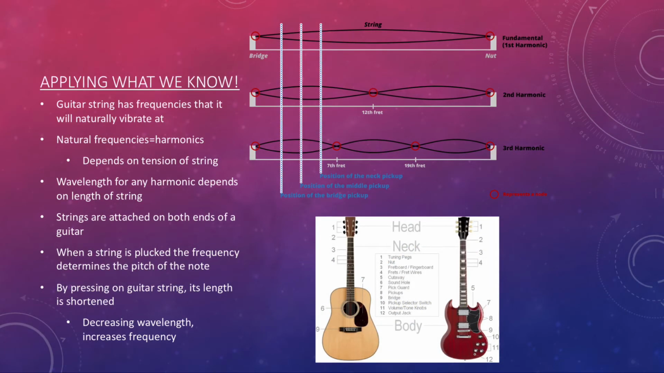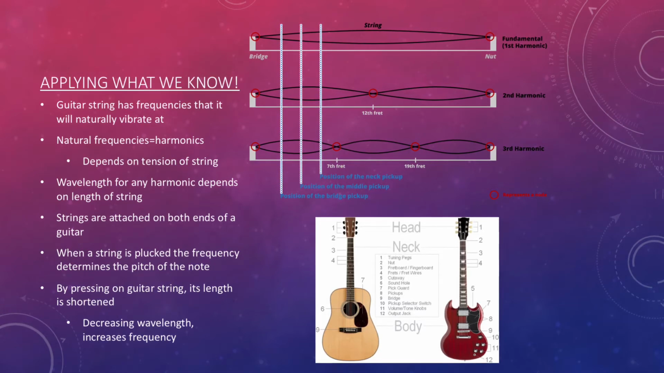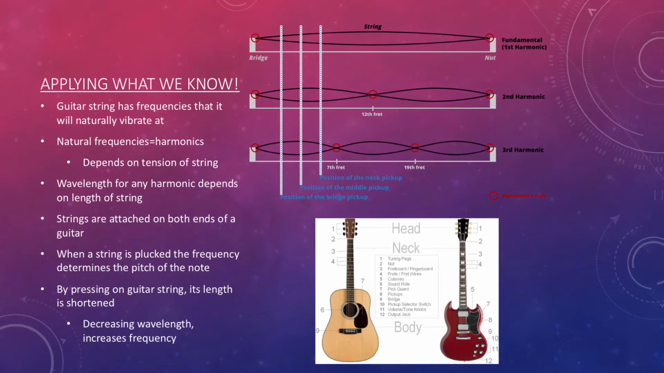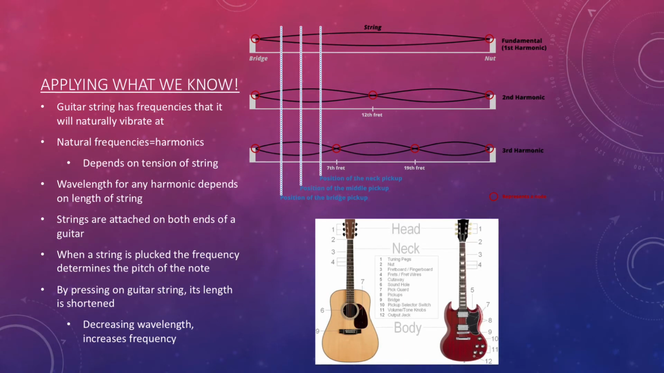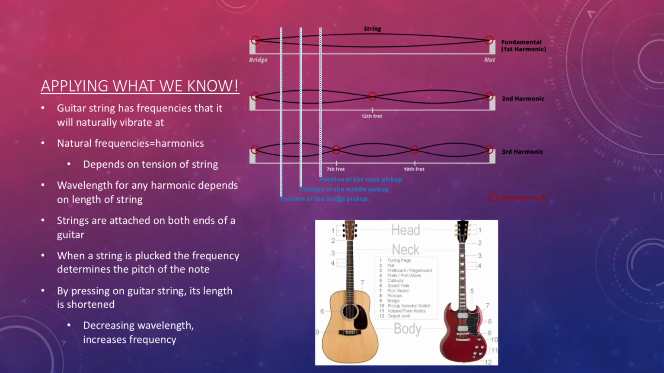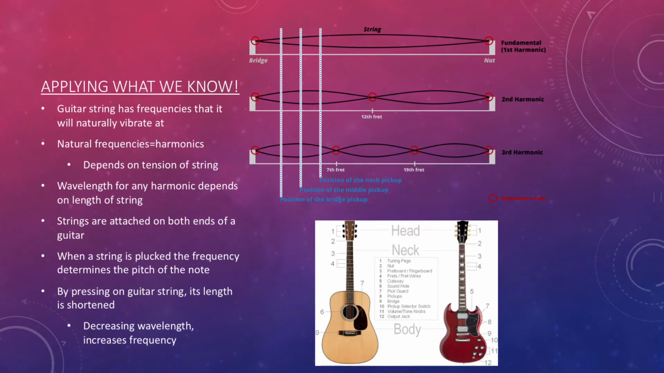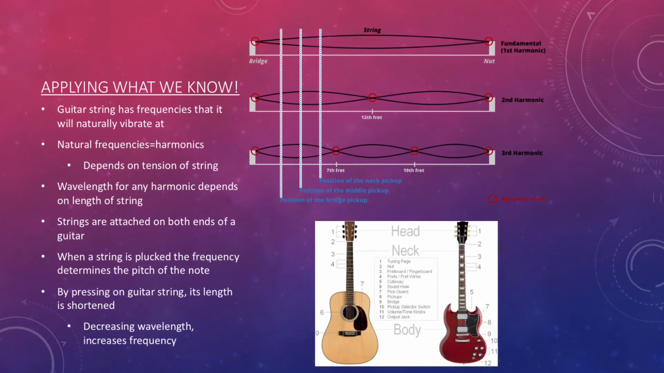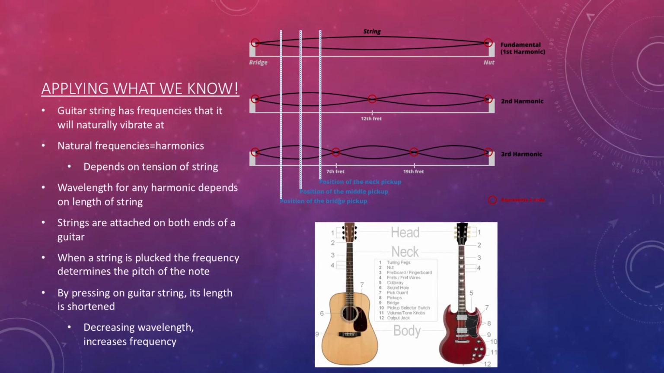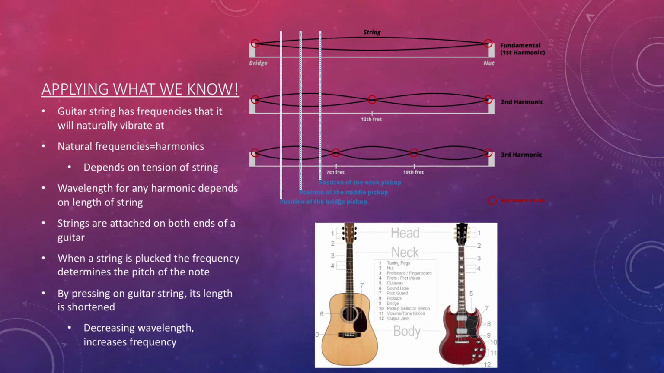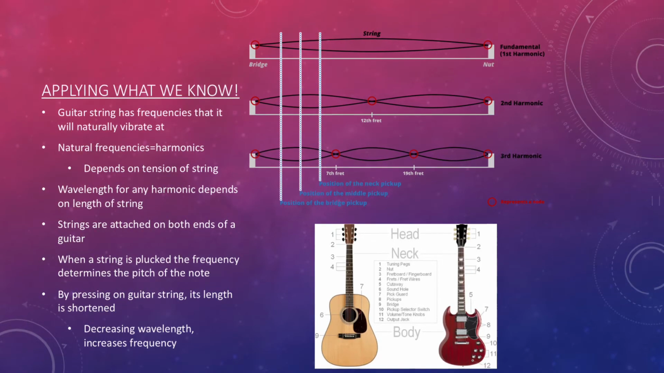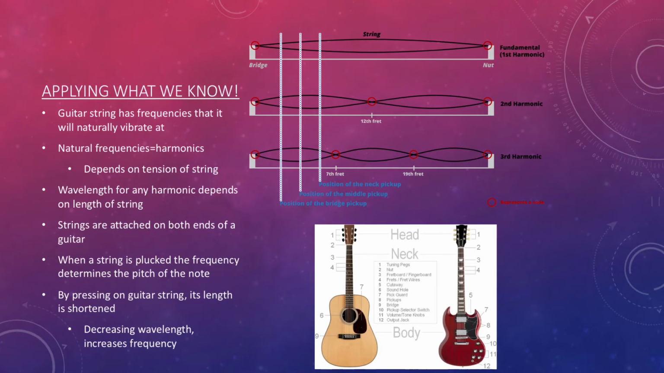Now that we know all the important concepts, we can apply them to a guitar. A guitar string has a frequency that it will naturally vibrate at. These frequencies are known as harmonics. The natural frequency depends on the tension of the string, which you can adjust by tightening or loosening the tuning pegs. Different strings play different notes depending on how much tension each string has, and the placement of the guitarist's fingers. The wavelength of the standing wave for any harmonic is related to the length of the string.